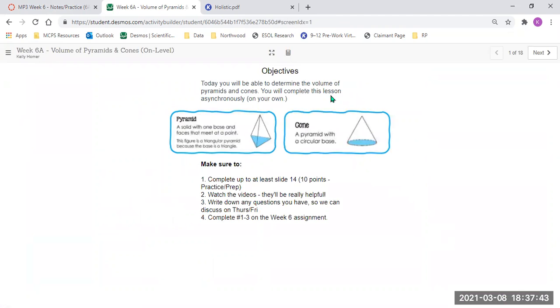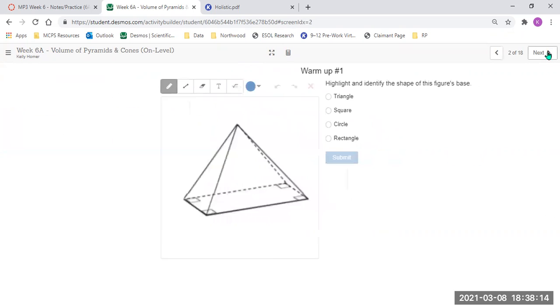All right, so our objectives today will be for you to be able to determine the volume of pyramids and cones, and you'll complete this lesson asynchronously, which means you can do it at night like I'm doing right now. Make sure to complete up to at least slide 14. Watch the videos, they'll be really helpful. Write down any questions you have so that we can discuss them on Thursday and Friday, and complete numbers 1 through 3 on this weekly assignment.